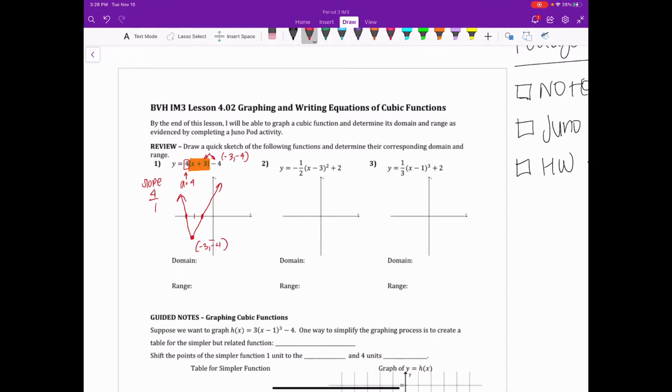So the domain from left to right, what are the possible values? Well, it goes forever left, forever right. So that is -infinity and positive infinity. Range, lowest y value, highest y value. So your lowest y value is -4. And then it goes forever up. So that's positive infinity. And since it does go through -4, that's a bracket. And then for infinities, we always use parentheses.